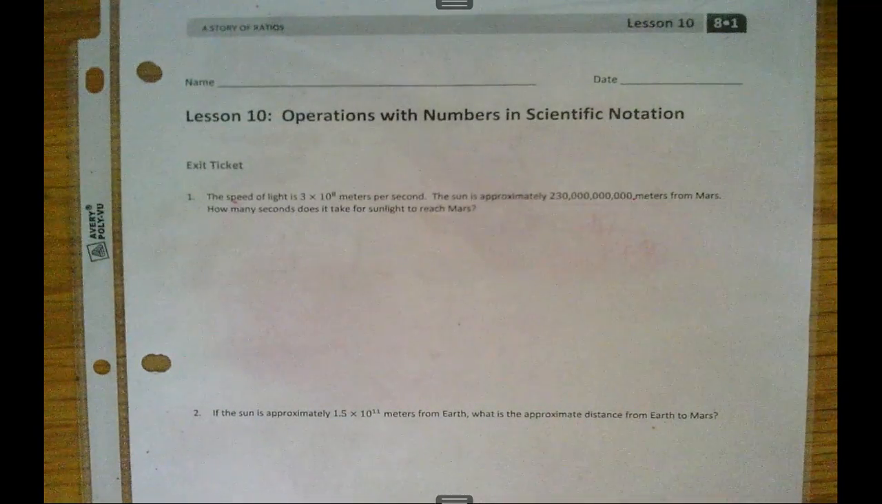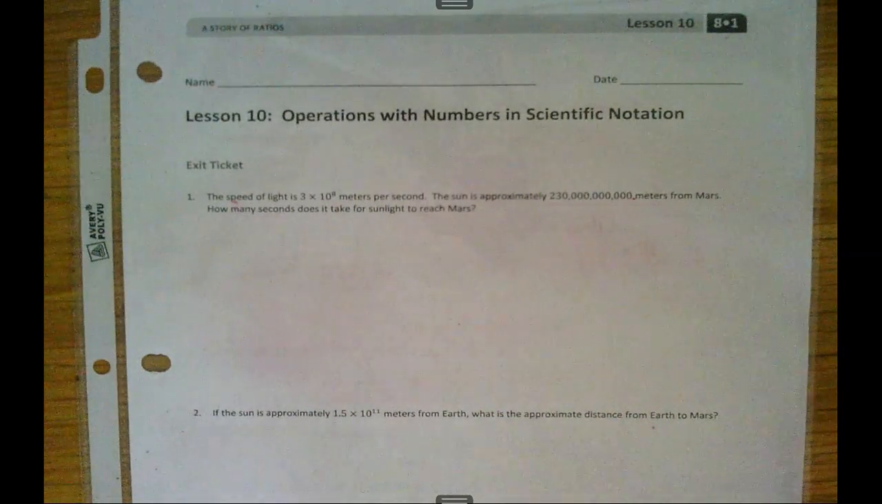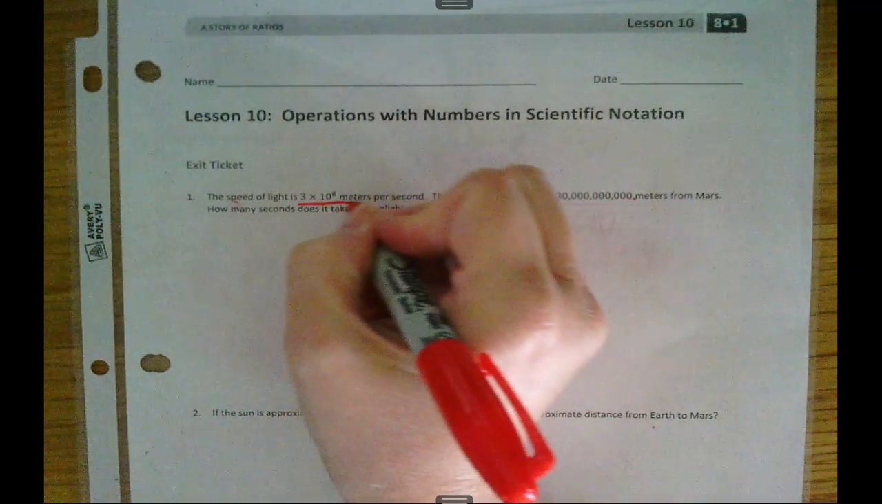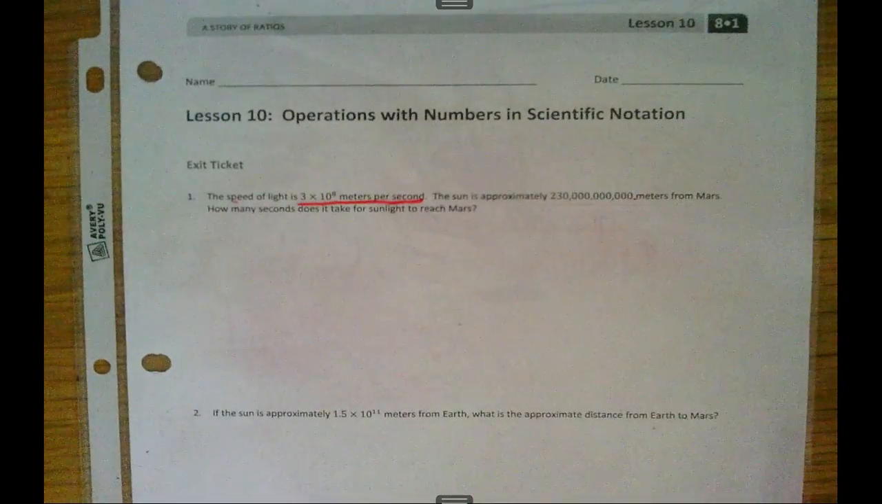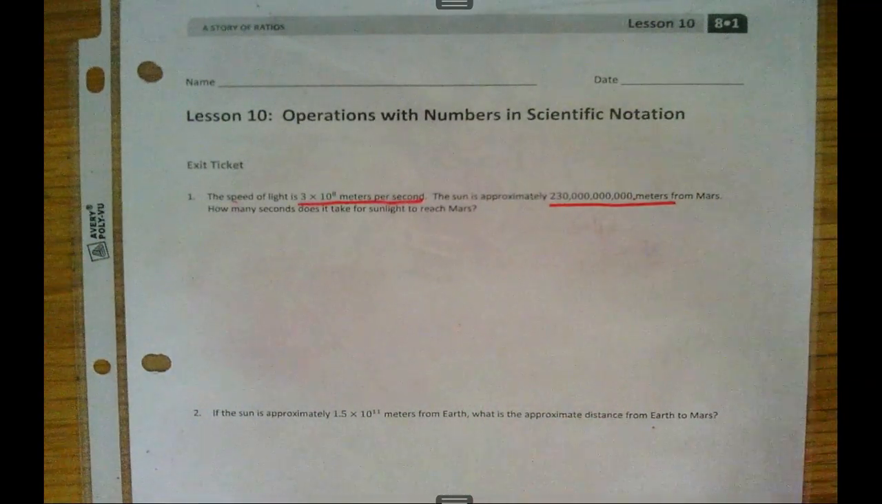This video is going to walk you through the steps to solve both problems on the exit ticket and explain how I'm going to grade them as well. So on number 1, the problem gives us the speed of light in meters per second, and it gives us the distance between the sun and Mars. And it asks us to find how many seconds it takes for sunlight to reach Mars.